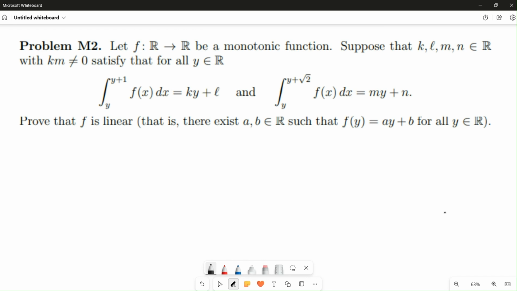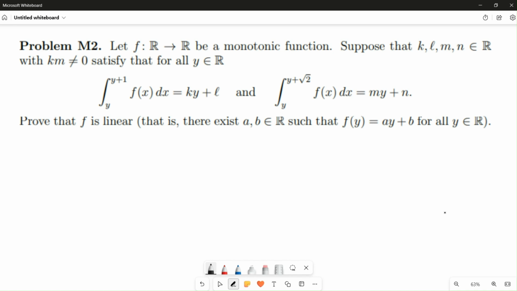So we have this function f from the real numbers to the real numbers, and basically the integral from y to y plus 1 of f of x dx is some linear function of y, and so is the integral from y to y plus root 2 of f of x dx. Given these conditions, we must prove that f is linear.